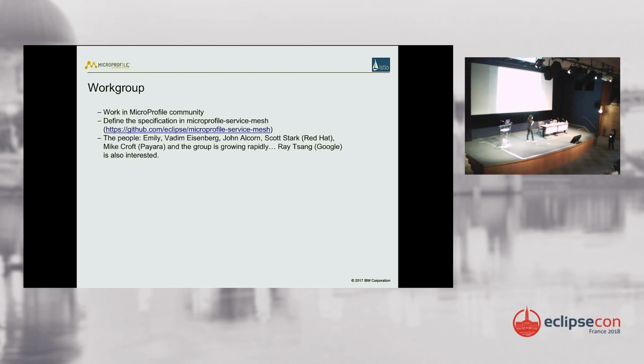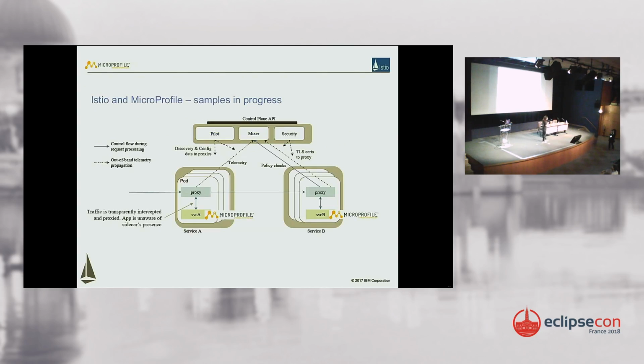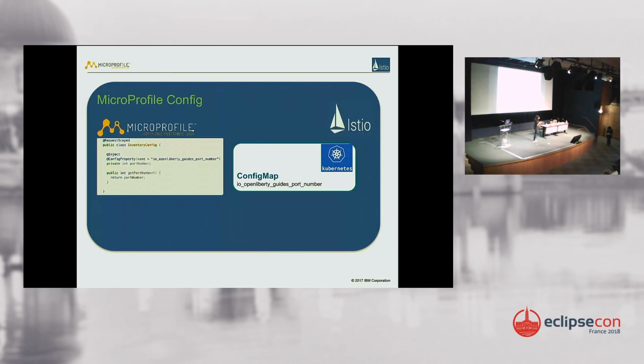There's some overlap. So we set up a work group in MicroProfile. We look at how to best engage these two things and make sure they work together. If you are interested, join in this MicroProfile service mesh work group. This is like Istio and MicroProfile. You can see MicroProfile is in the application. Istio is like a spider web. So we need to make sure Istio understands the MicroProfile work for Istio.